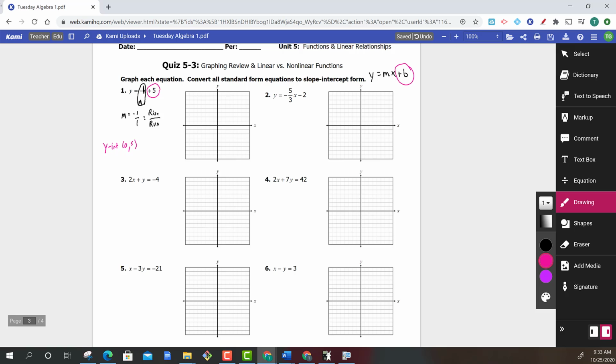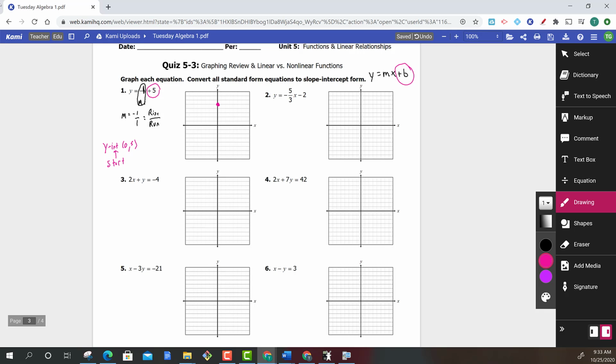So remember, we always start here at the y-intercept. Graph that first. So 0, 5. See, the y-coordinate is 5, so that means the vertical coordinate is 5. So I'm going to go straight up 5.